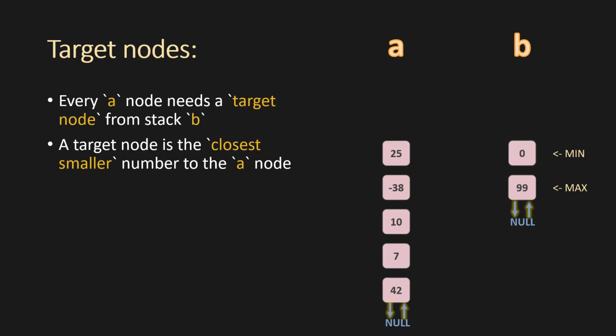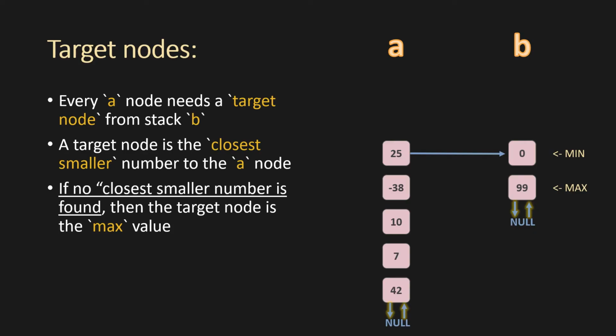Let's take a look at our top A node here, which is number 25. Its target node from B will be 0, because that is the only value that is smaller than 25. Now, if an A node can't find a target node that contains a closest smaller value, its target node will then be the node with the max value, so the largest number. And you will soon see why this logic makes sense if you haven't pictured it already.